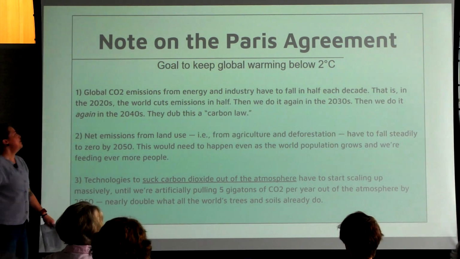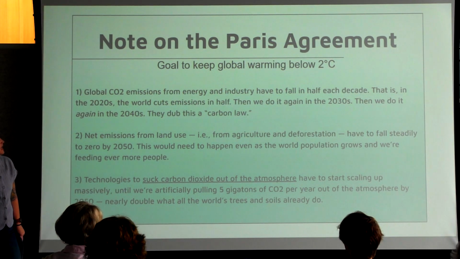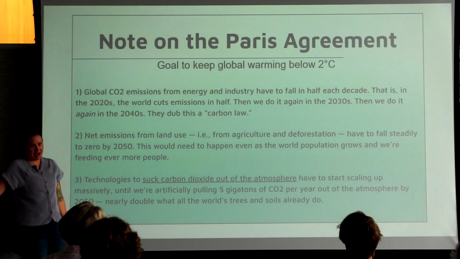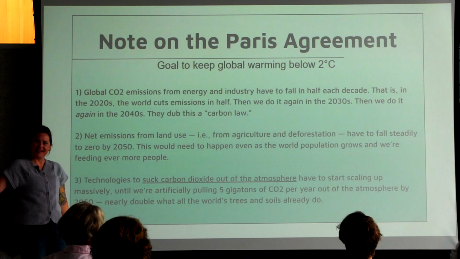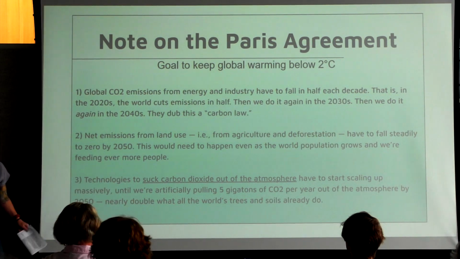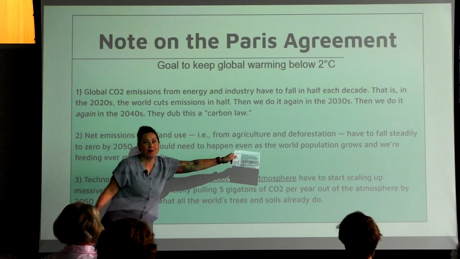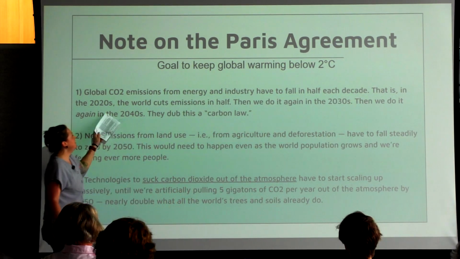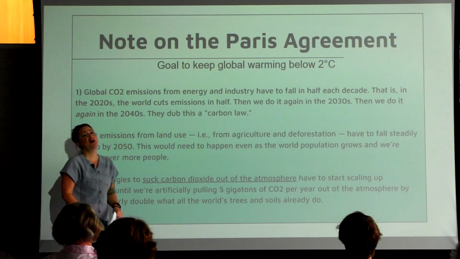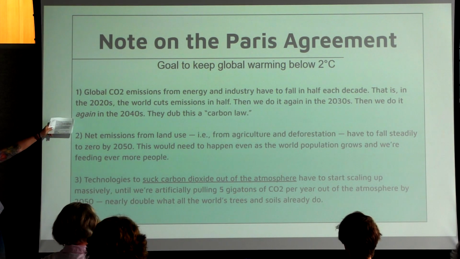First one. Global CO2 emissions from energy and industry have to fall in half each decade. That is, in the 2020s, the world cuts emissions by half. We sure did not do that. We went up in this last decade. So to even match Paris from 2017, by the 2020s, we were already supposed to halve our CO2 production rate. Then we would do that again in the 30s. Whatever was left, we'd halve that again. And then in the 2040s, whatever was left, we'd halve that again. This is dubbed a carbon law, by the way. So we're already behind with that.